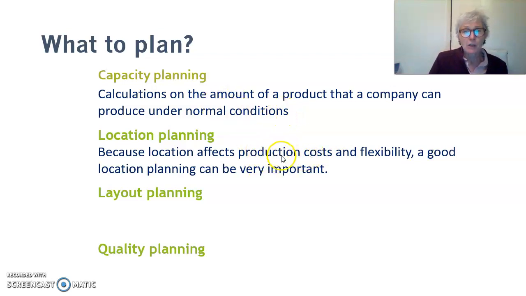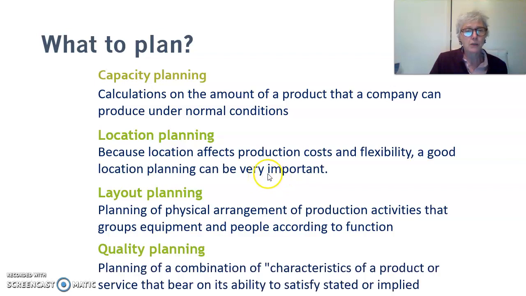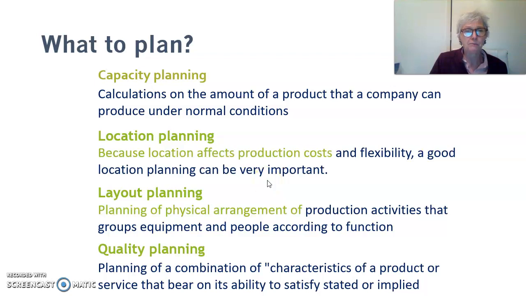The location should be planned. That affects production costs. To be close to the customer or not affects production costs. The layout, the physical arrangement of all the production activities should be thought about. And finally, quality should be taken into account: the characteristics a company wants the products to have and whether they satisfy the needs and wants of the customers.